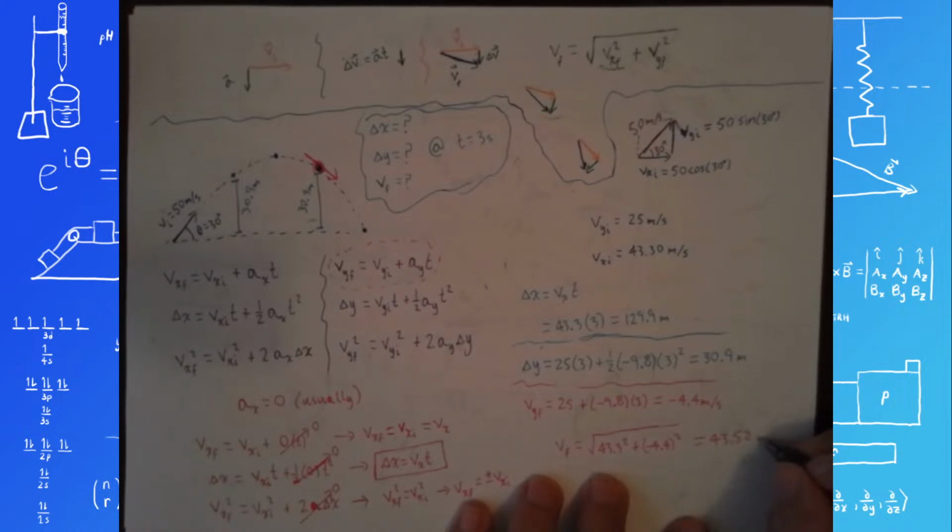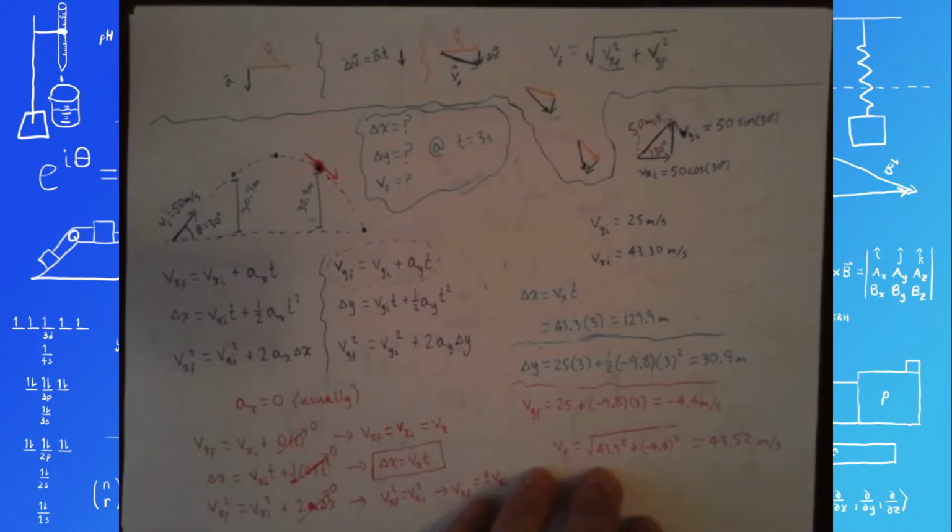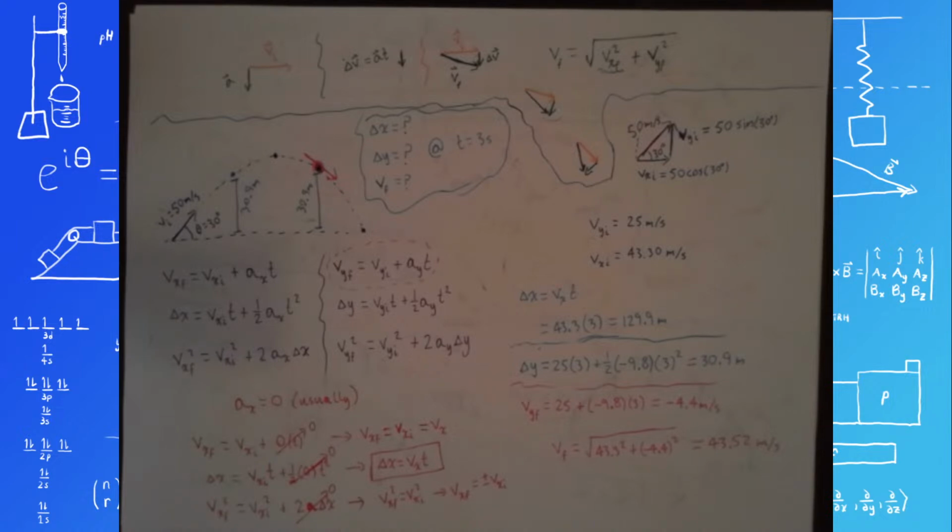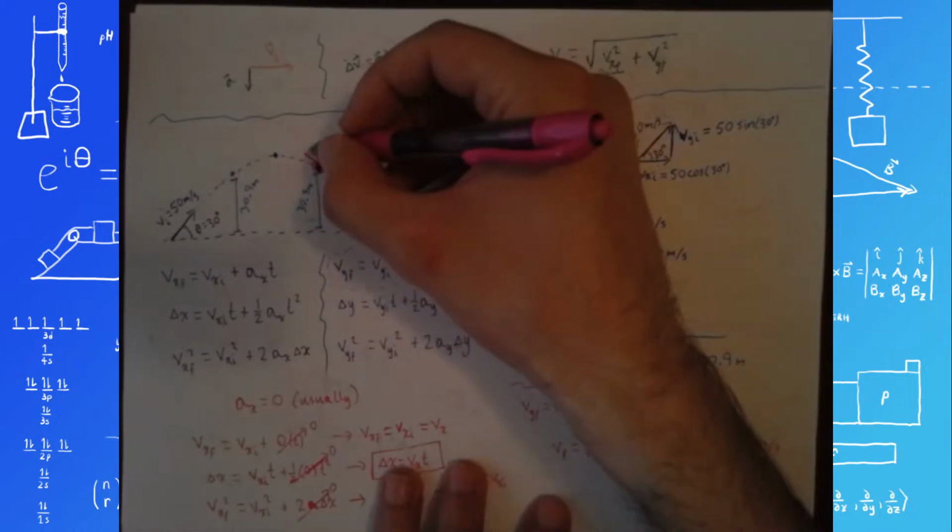43.52 meters per second. Okay, great, that's the magnitude. But I didn't just ask for the final speed, I asked what is the final velocity. So I need both magnitude and direction. So here we go. It's time to use tangent.